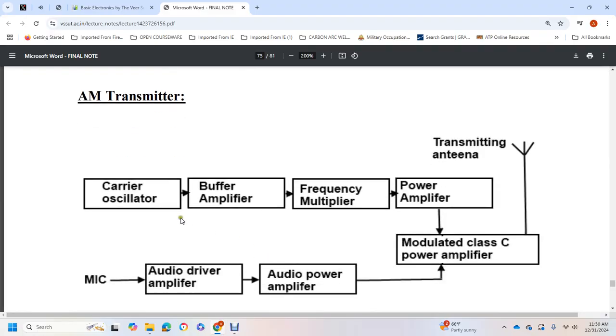The AM transmitter: carrier oscillator, buffer amplifier, frequency multiplier, power amplifier, modulator class C power amplifier, transmitting antenna, with audio power amplifier, audio driver amplifier, and mic. Or you can go mic in, then the audio driver amplifier, audio power amplifier, modulated class C amplifier, and transmitting antenna.